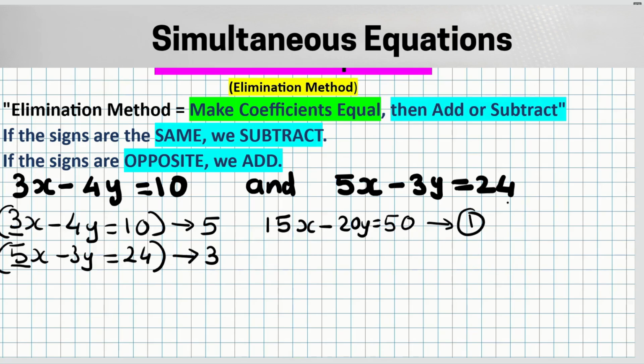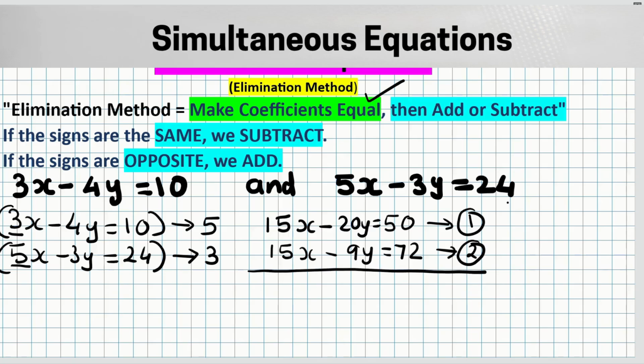And the next equation we are going to multiply by 3. So this will become 15x minus 9y is equal to 72, and we'll number this as equation 2. I hope this is clear. So we have followed our first step, that is making the coefficients equal. We have made the coefficient of x equal.